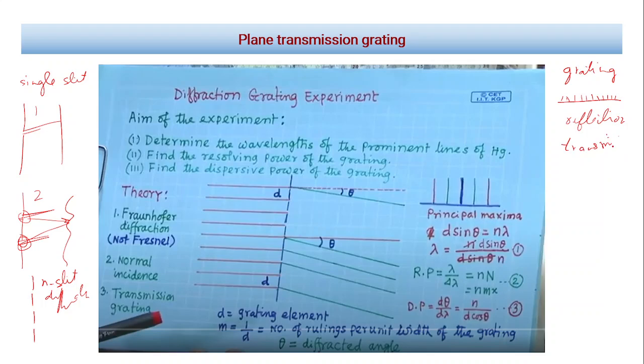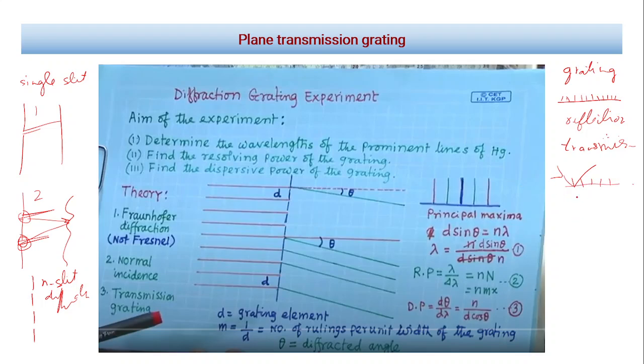So yeah, transmission grating. In a reflection grating, there may be some kind of carving on the material from which the light will reflect, and the pattern is formed on the same side from where the incident light is coming. This happens when we are using a reflection grating.